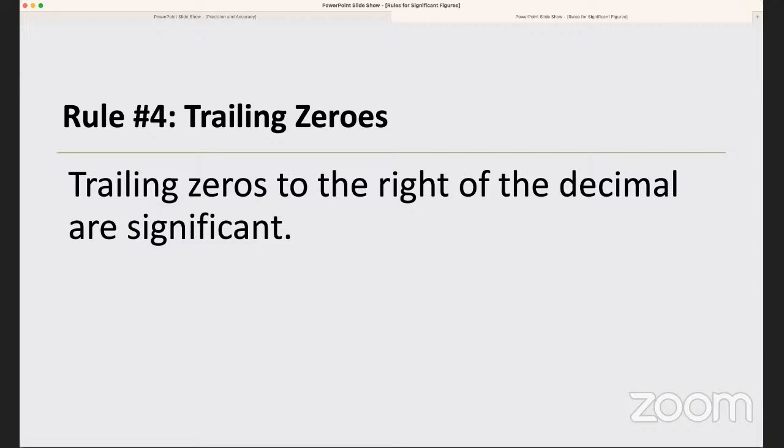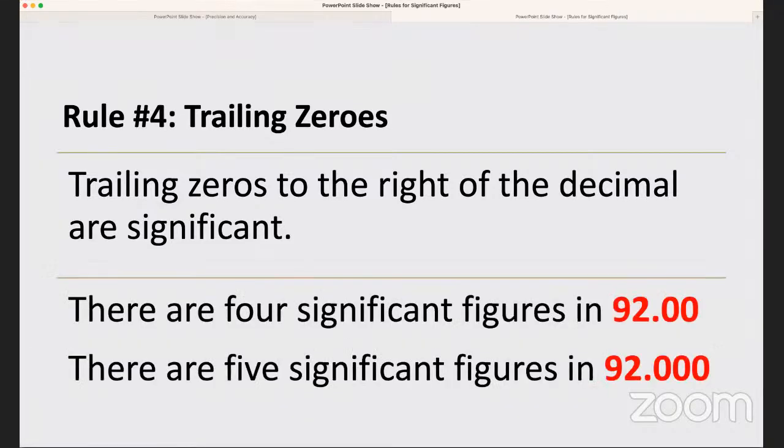So if the zeros are located at the end of the number and to the right of a decimal point, then all the trailing zeros will be counted as significant. In this example, we have 4 significant figures in 92.00 and 5 significant figures in 92.000 because all the trailing zeros in these two numbers are significant. Number one, they're at the end of the number and then after a decimal place, or to the right of a decimal place.